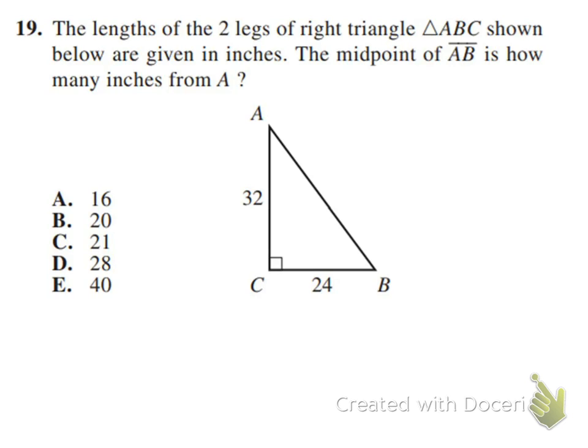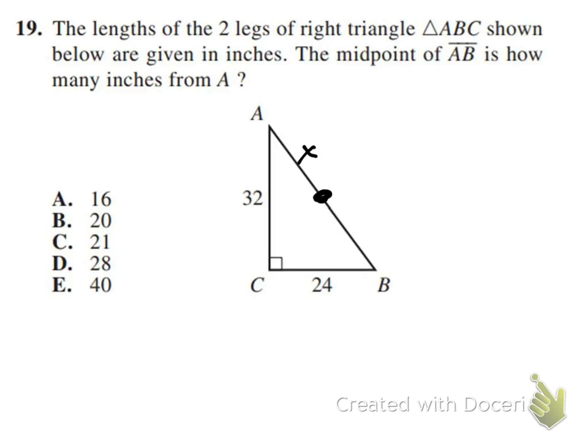Below are the two legs of a right triangle. Oh boy, right triangle. I'm immediately thinking Pythagorean theorem or SOHCAHTOA or something like that, right? So triangle ABC, given the midpoint of AB is how many inches? So we want the midpoint of this. We want to know how far it is from A. So really I want to know that little distance right there. To do that, I'm going to get the distance of the hypotenuse and cut it in half.